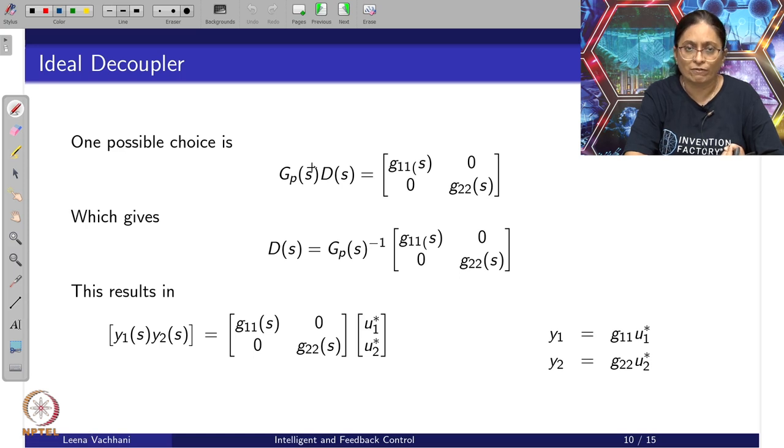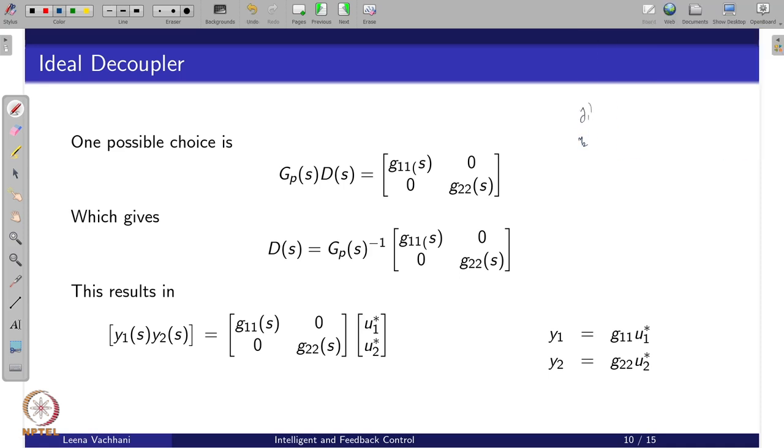Under the ideal decoupler, what we want finally is for GP of S times D of S to result in a diagonal matrix form, so that my Y1 and Y2 are related to U1 star and U2 star on a one-on-one basis. Basically I want the diagonal elements to be G11 and G22, and the off-diagonal elements to be 0. Then I can write Y1 equals G11 U1 star and Y2 equals G22 U2 star. Now we have many choices for G11 and G22, so we can end up with a non-unique design of a decoupler even in the ideal decoupler itself, but we can always think about governing what is possible and what is not. Finally, we'll have to deal with G11 and G22, and the controller designs will be for G11 and G22.